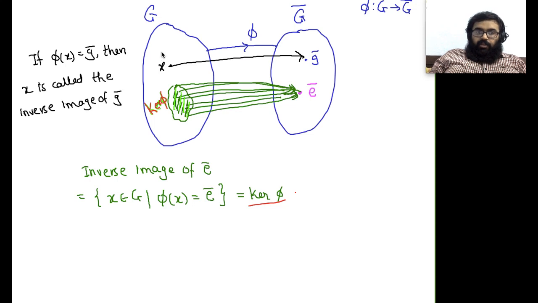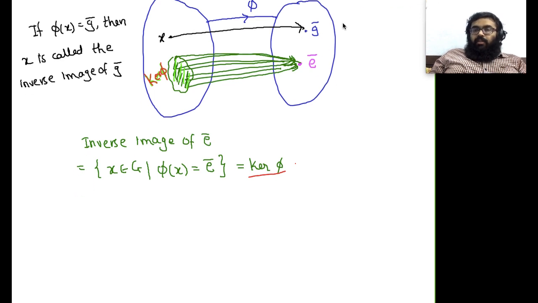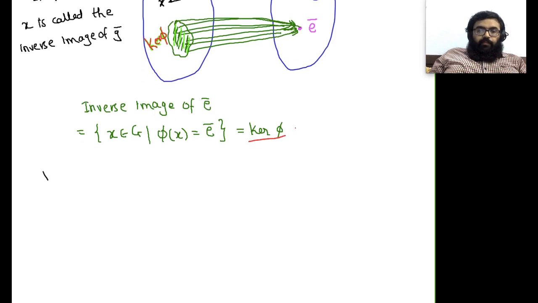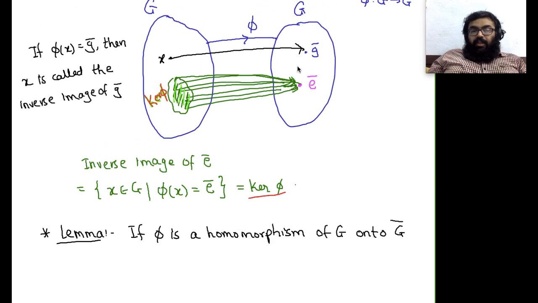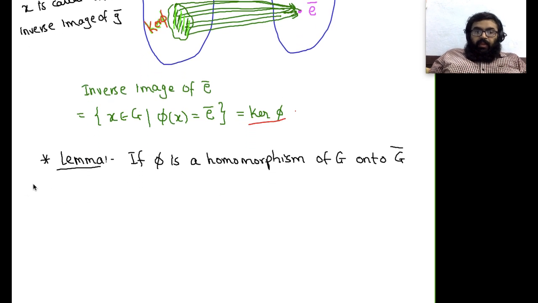So if we know one inverse image, suppose we find that x is an inverse image of g bar, that means phi of x equals g bar, then we can find all the inverse images by this lemma. And the lemma I am stating is this. If phi is a homomorphism of G onto G bar, why are we using onto? Because otherwise some elements need not have an inverse image. If it is not an onto function, then some elements will have no inverse image, since there are no elements mapped to them. The range is not the same as the codomain. So here we are assuming the function is onto and with kernel K.